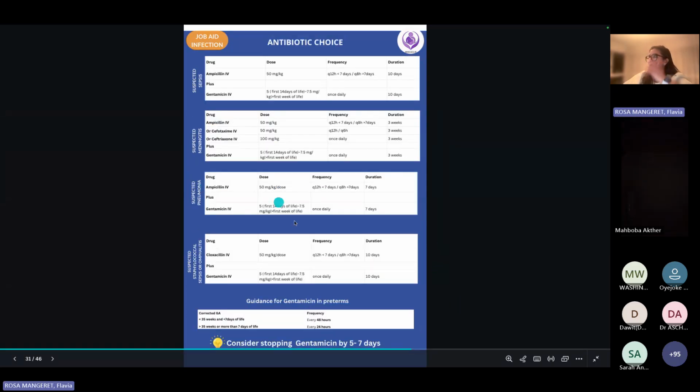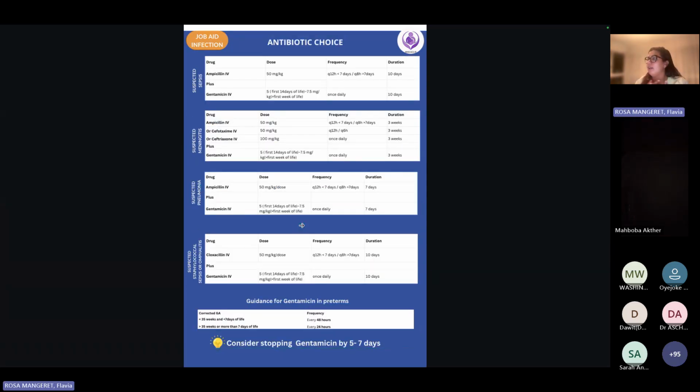And then we have the antibiotic choice. I'm not going to go through details on the doses and the timing, but this is basically WHO guidance. For sepsis, we always use ampicillin and gentamicin. For meningitis, we can use ampicillin IV or cefotaxime IV, or ampicillin IV or ceftriaxone IV if you don't have cefotaxime, plus gentamicin. For suspected pneumonia, ampicillin and gentamicin. And for suspected staphylococcus sepsis or omphalitis, cloxacillin and gentamicin.